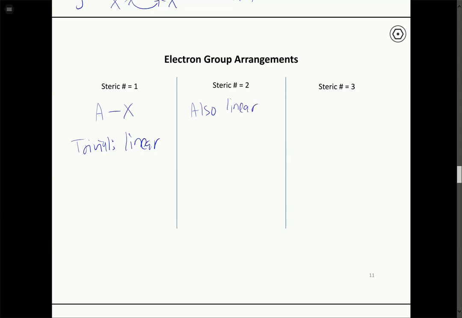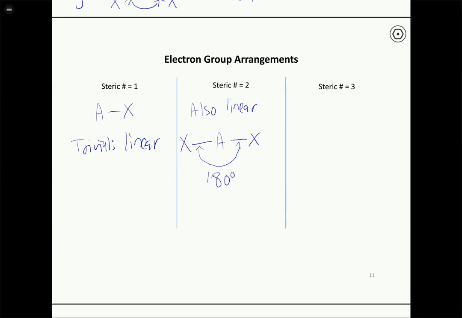Alright, so if we have an AX2, let's say both of them are X's, we want those pairs of electrons to be as far away from each other as possible. If you have 2 of them around the central atom, the farthest away from each other they can be is 180 degrees. So the bond angle would be 180 degrees for anything that has a steric number of 2, the angle between the pairs of electrons.